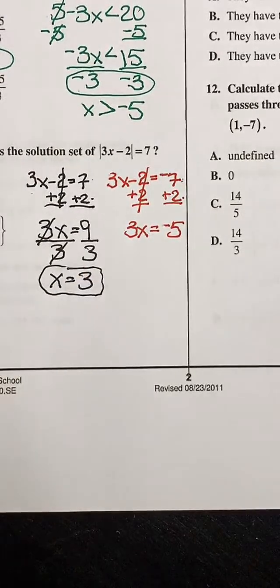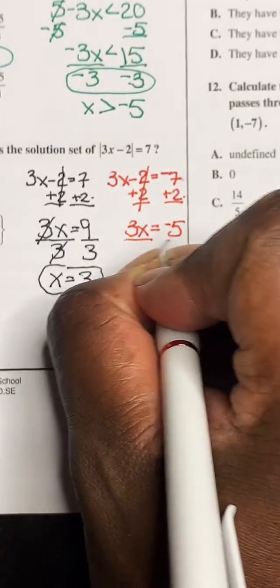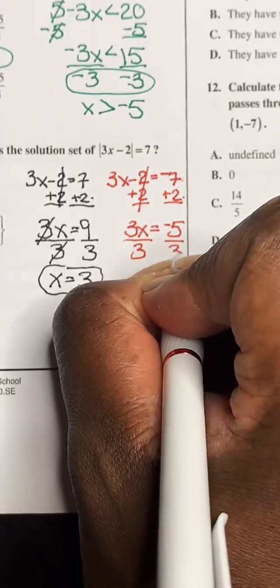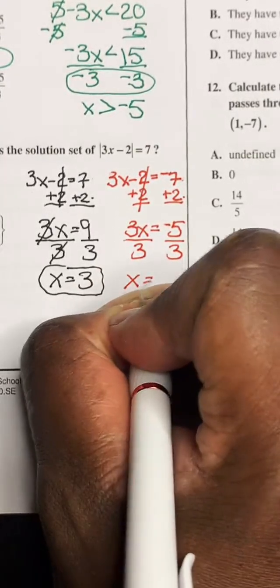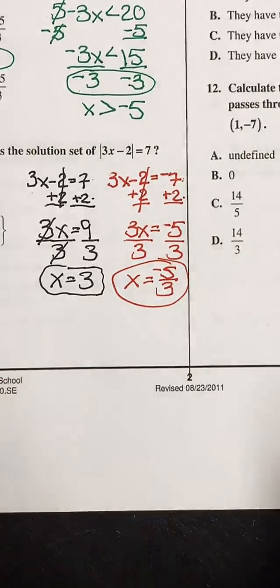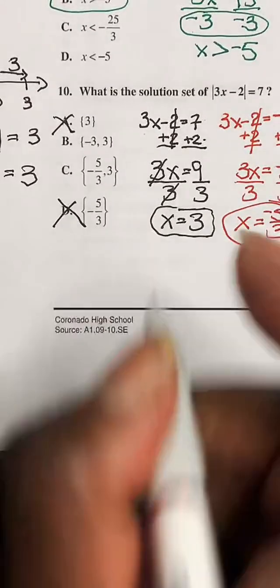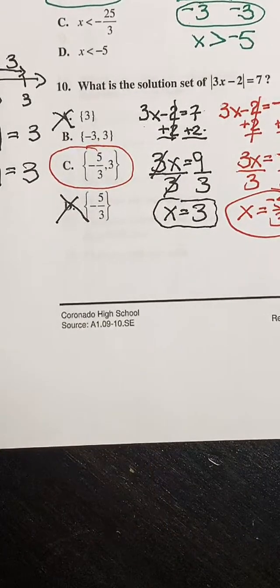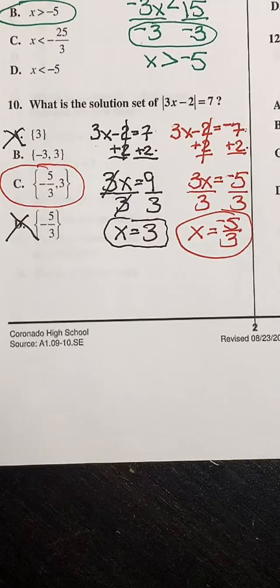Because if I divide both sides by 3, I'm going to get x is equal to -5/3. So my 2 answers are going to be in the set of -5/3 and 3.